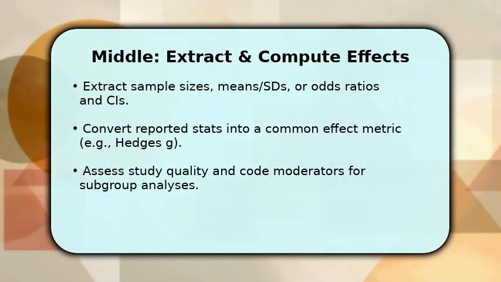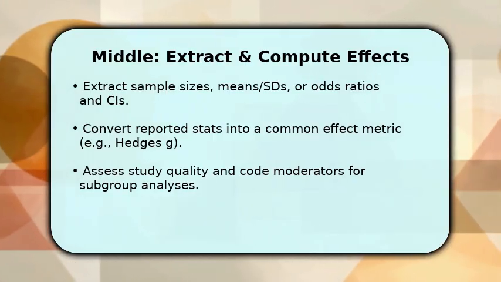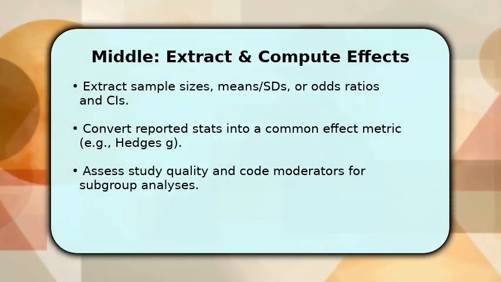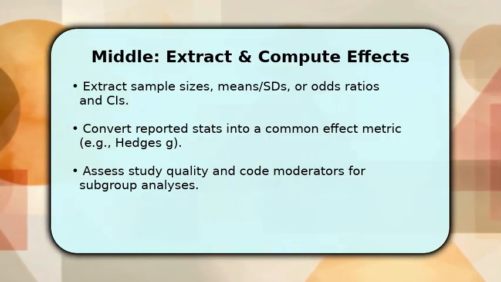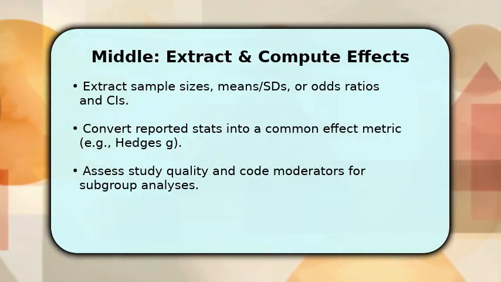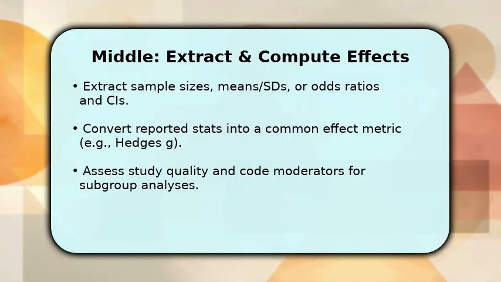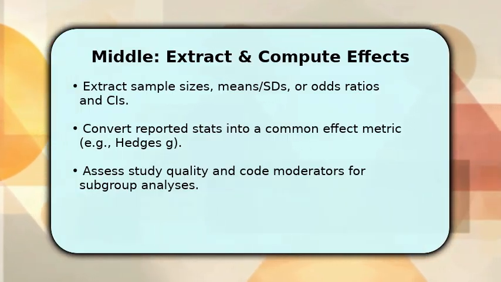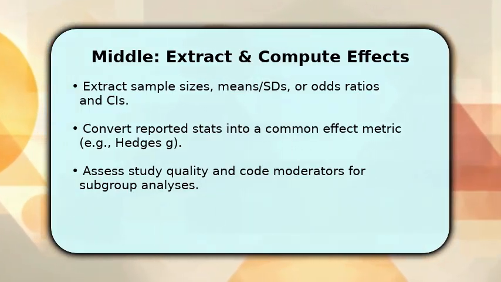Next, assess risk of bias and code moderators like age, dose, or follow-up time so you can test heterogeneity. Use a random effects model when studies differ. Meanwhile, run sensitivity checks to see how single studies influence pooled effects.